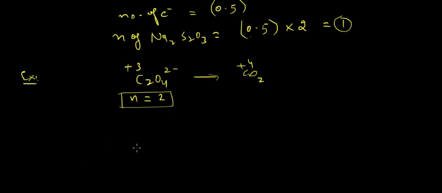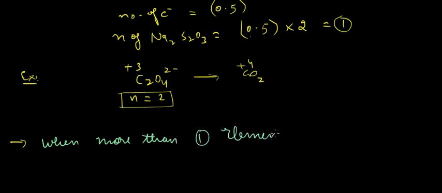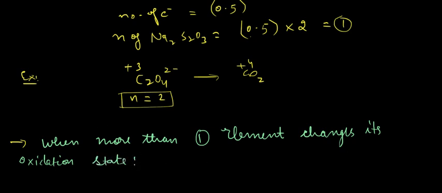Now we are going to see the case when more than one element changes its oxidation state in a given compound. So far we were dealing only with one element in the compound changing its oxidation state. What happens in this case?